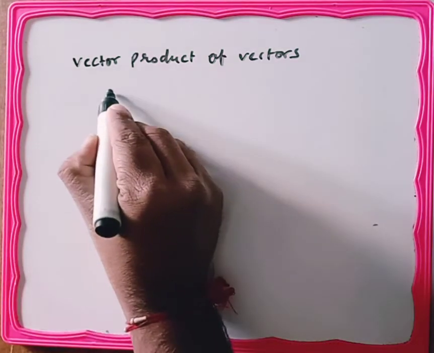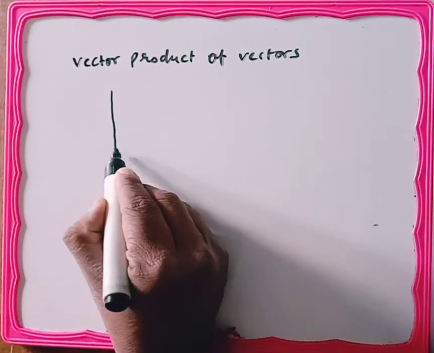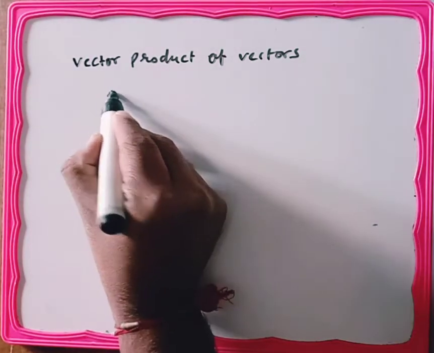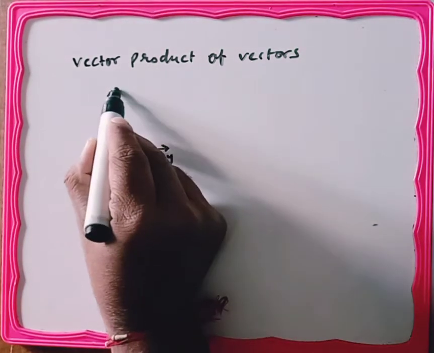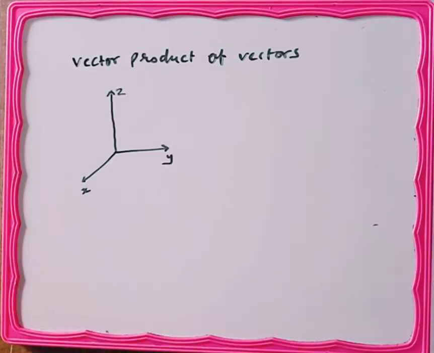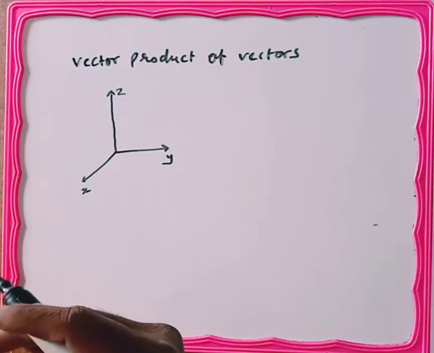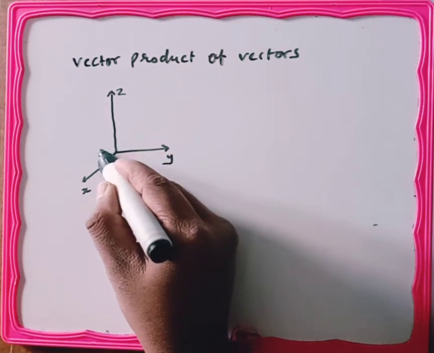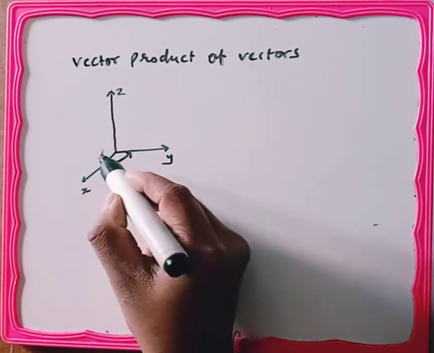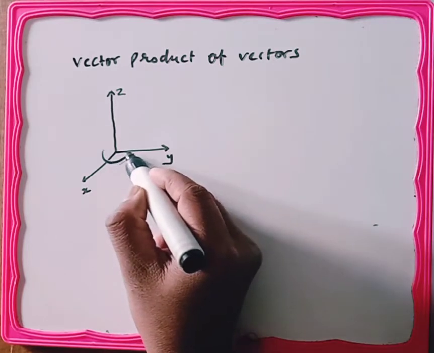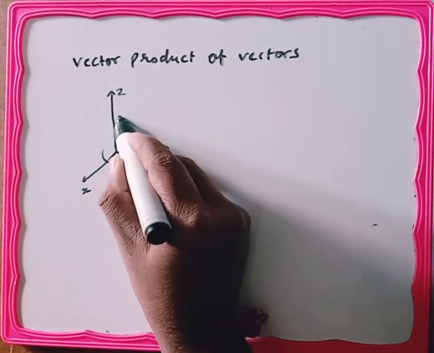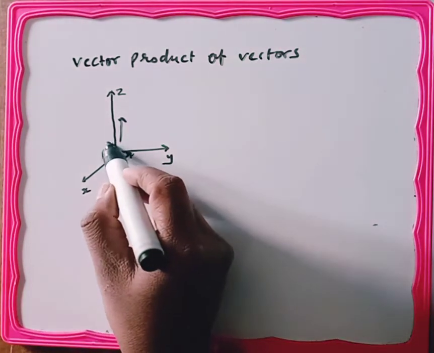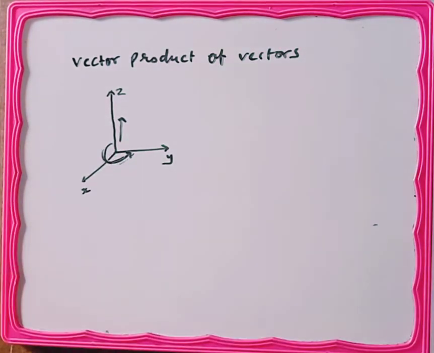So we know that the three axes are perpendicular to each other: x-axis, y-axis and z-axis. Now we keep the right hand such that the fingers curl towards the y-axis, then the thumb direction will be upward, along the z-axis. And so this concept gives us the idea of the vector product.